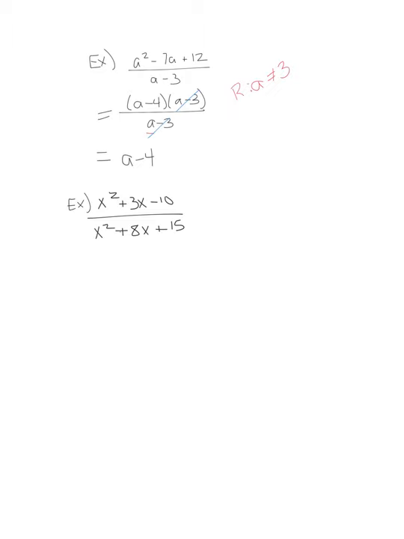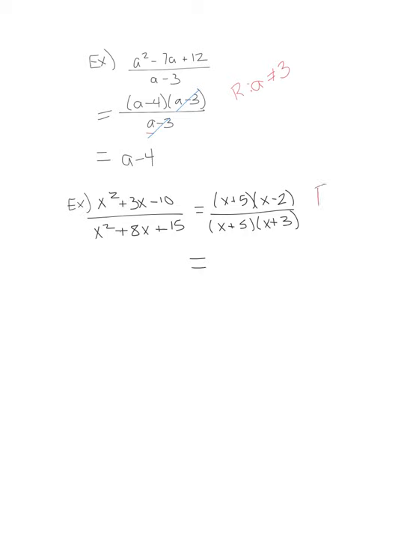All right, I've got x² + 3x − 10 in my numerator. So again, this is just a simple trinomial. I'm going to factor it. What multiplies to negative 10 and adds to positive 3? I get (x + 5) and (x − 2). My denominator is another simple trinomial. What multiplies to 15 and adds to 8? (x + 5) and (x + 3).